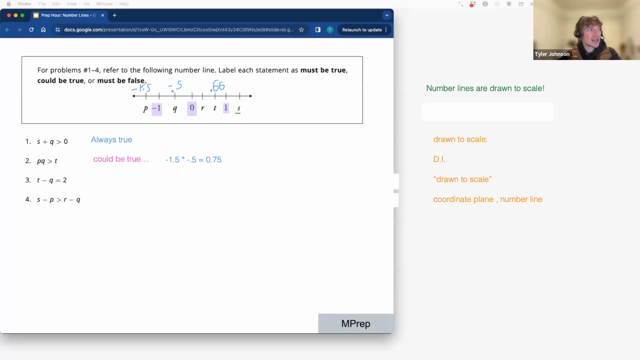So if -1.5 and -0.5 are my P and Q values, then it looks like that's bigger than T. But I can't make that assumption safely, right? An equally valid interpretation here is maybe Q is something more like -0.4 and P is more like -1.4.